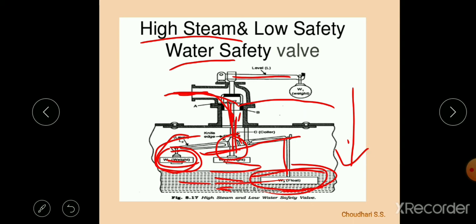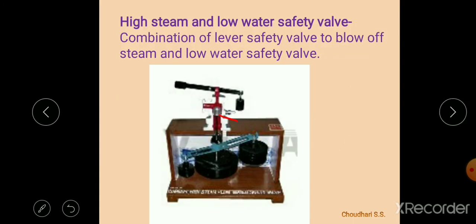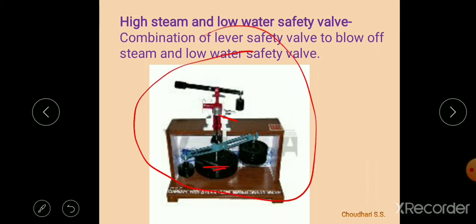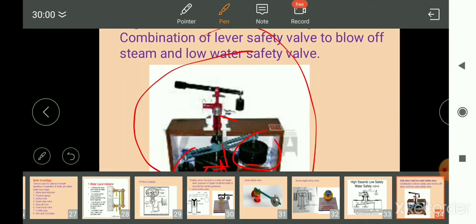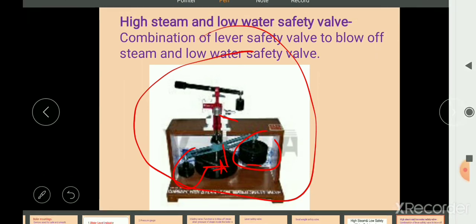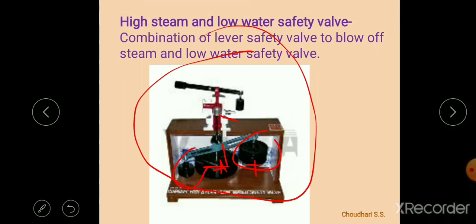So that is a combination of the lever operated safety valve and low water valve, so called a high steam and low water safety valve. We can show the prototype here. This is a dead weight provided for the low water level. The smaller weight can balance this larger weight. This weight is submerged in the water, so as the water level falls, this weight moves in a downward direction, causing the valve to open.